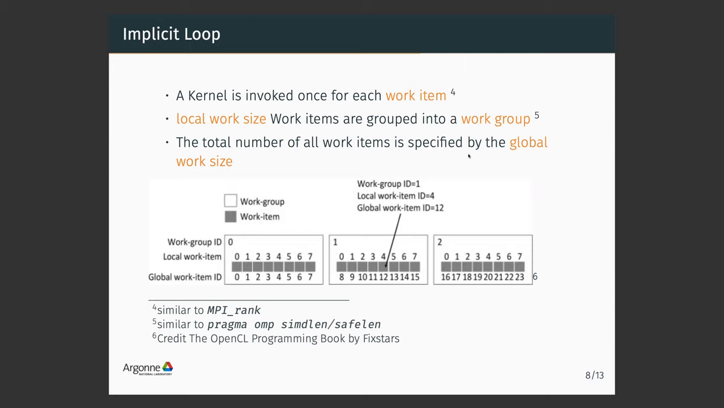So for example, in this example here, my loop iteration is 24, right? I have 24 iterations I want to do, and I bundle them in chunks of 8 elements. So I have a local work size of 8 elements and a global work size of 24.